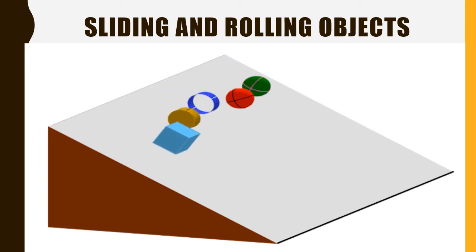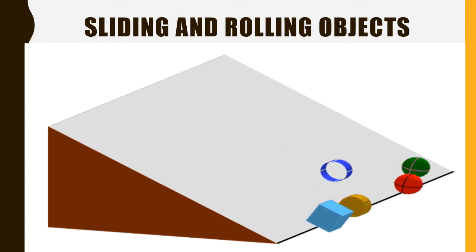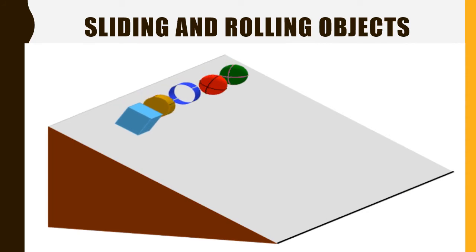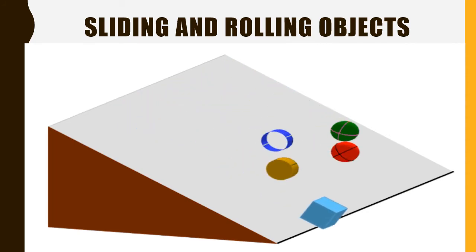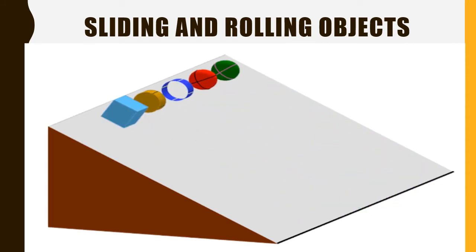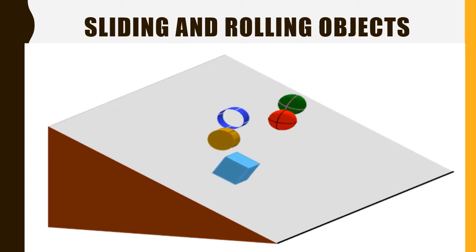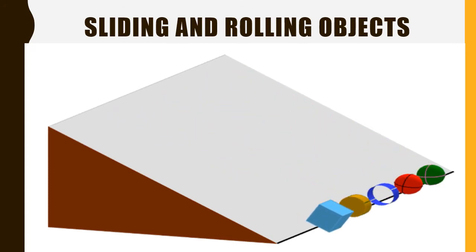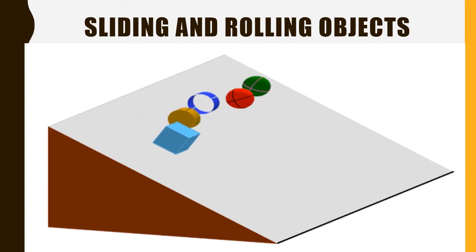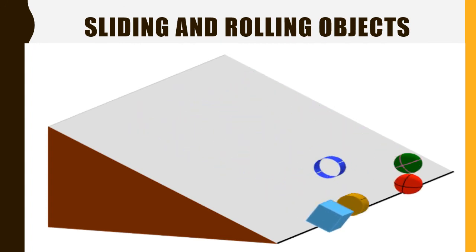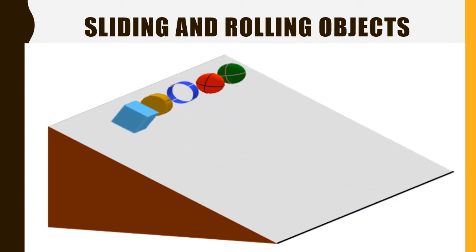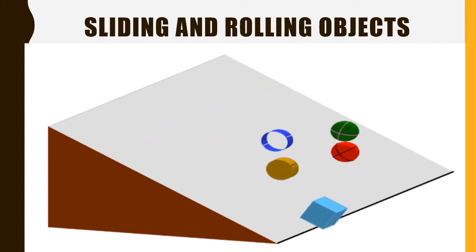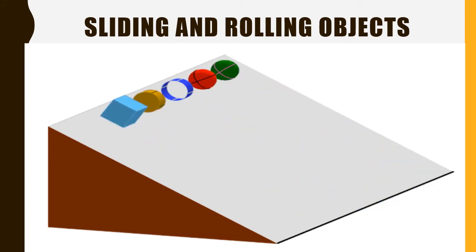We have already learned. But if you see the other objects, they all are rolling. And why are they rolling? Yes, because they have a curved face. That is why they are rolling. So I hope children you have understood about the sliding and the rolling objects.